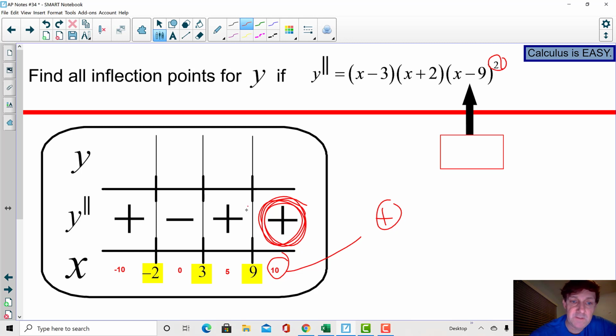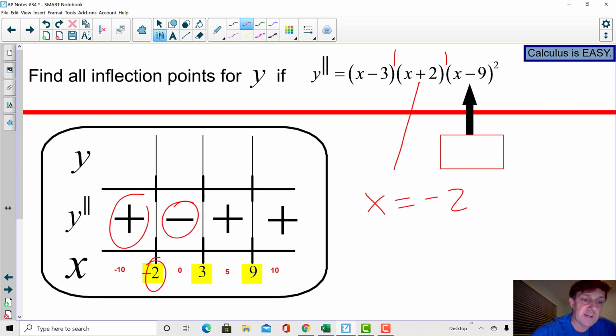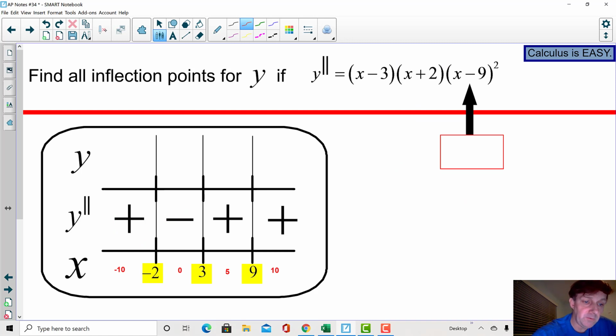An even power is the same on both sides. These odd powers will change. So when you get to x equals 3, it's going to change from positive to negative. And when you get to x equals negative 2, it's going to change from negative back to positive. Or what you could do is you could do it the slow way and just plug in values that are in between. That's the slow way, and it will take longer.